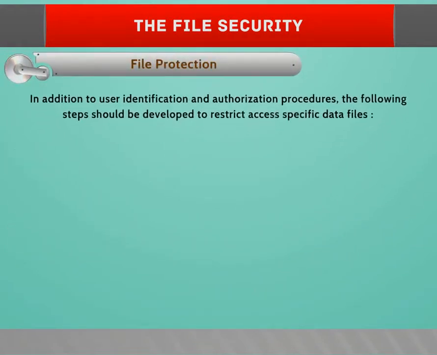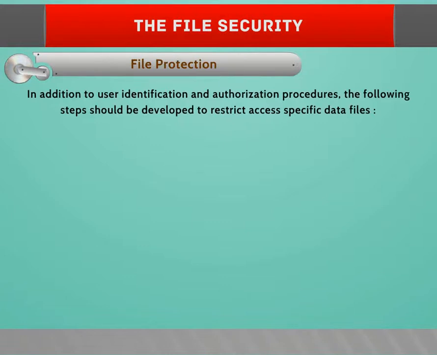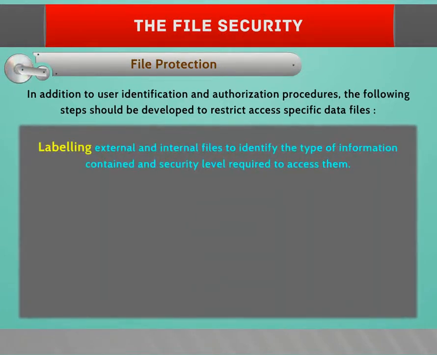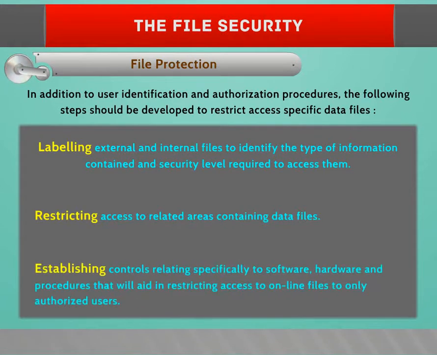File protection. In addition to user identification and authorization procedures, the following steps should be developed to restrict access to specific data files. Labeling external and internal files to identify the type of information contained and security level required to access them. Restricting access to related areas containing data files. Establishing controls relating specifically to software, hardware, and procedures that will aid in restricting access to online files to only authorized users.